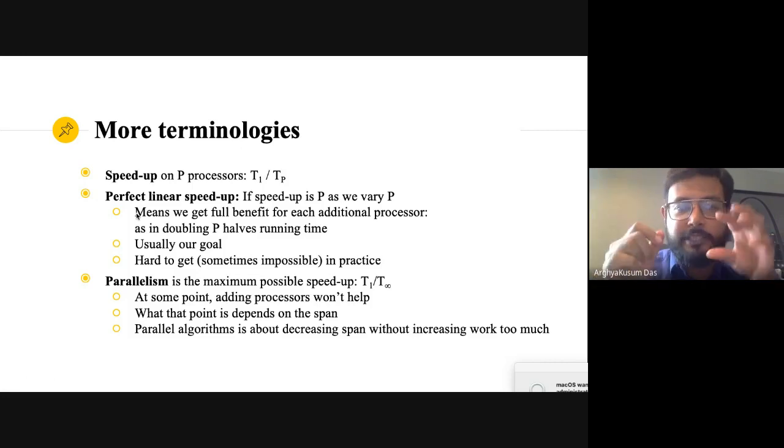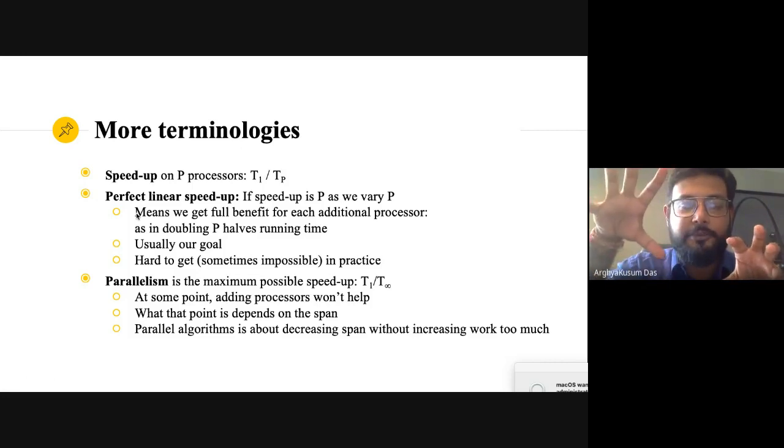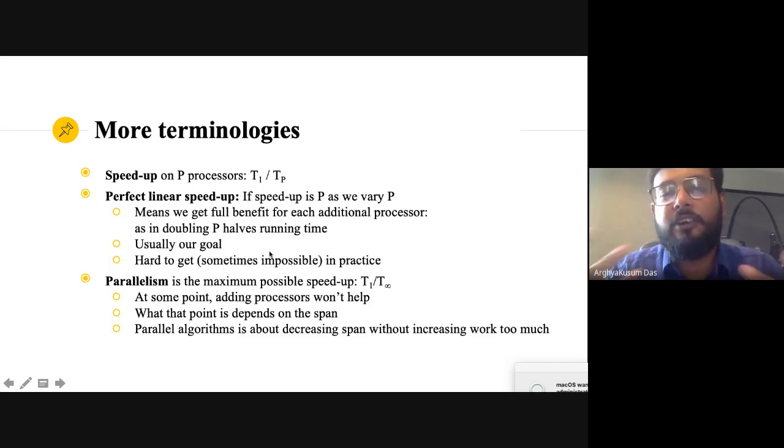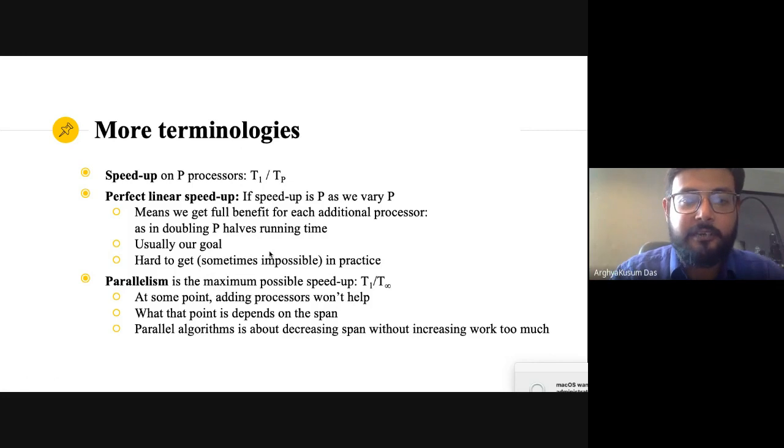So if instead of one processor you are using two processors, you will get 2 times benefit. 3 processors means 3 times benefit. 4 processors means 4 times benefit, something like that. So that's perfect linear speedup. However, it does not happen in real practice because of many different issues. So it's not possible to get perfect linear speedup. Most of the time we get a sublinear speedup or nearly linear speedup.